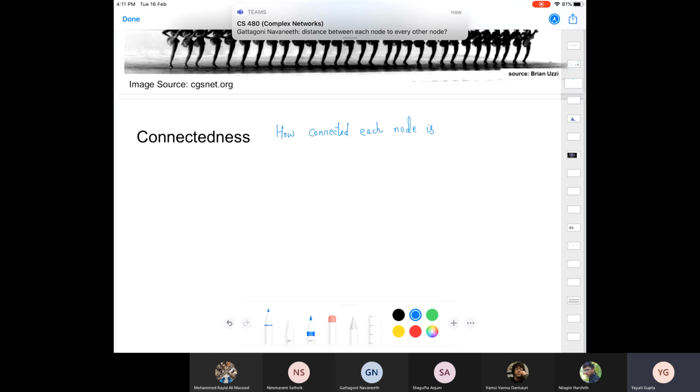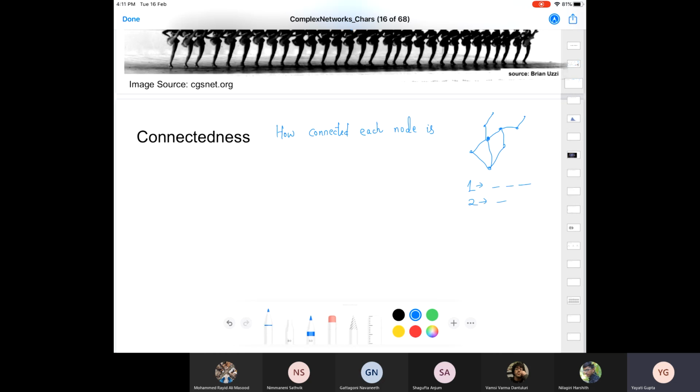Distance between each node to every other node. Yes, that's a very nice measure, quite an advanced one. We'll discuss about it. So I take each node and I compute its distance from every other node in the network. So let's say I have this graph here. I take vertex 1, compute its distance from vertex 2, vertex 3, vertex 4. Same I do for vertex 2 here, so on and so forth. I do this. And maybe then I take an average of some kind, a very good measure.